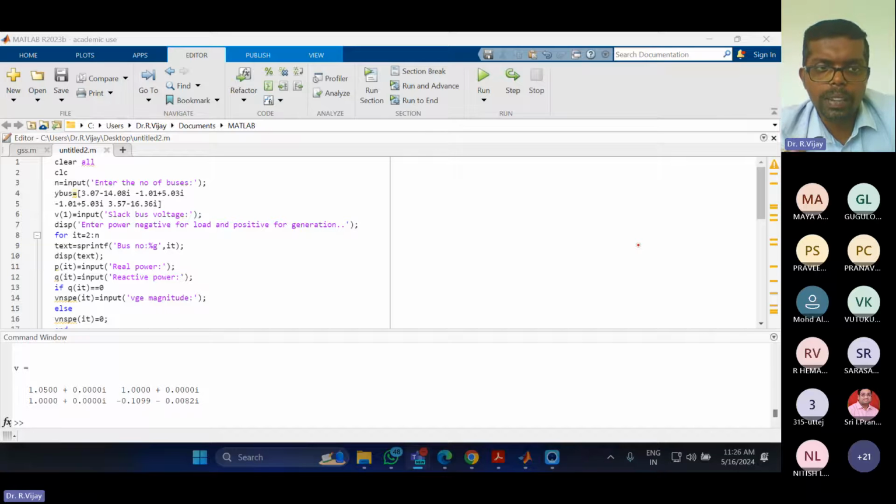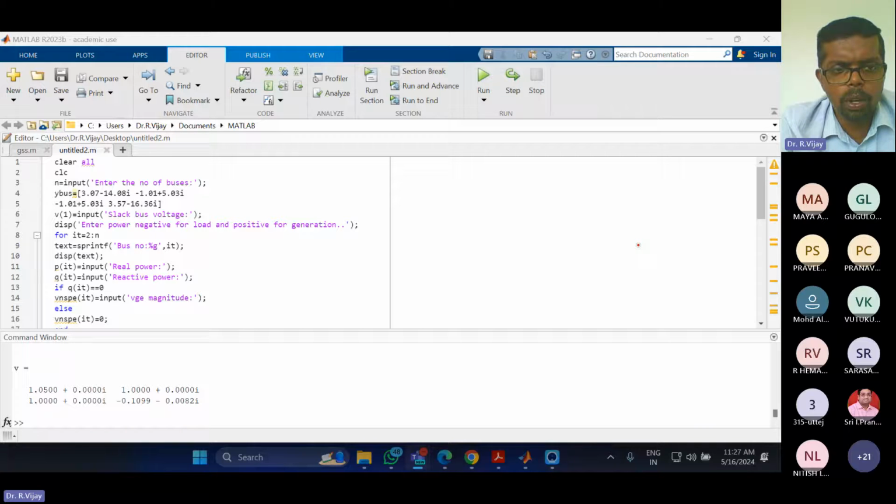That's why we are going for this kind of Gauss Seidel method and Newton-Raphson method. There is no golden rule that you need to follow only the Gauss Seidel method or Newton-Raphson method. This is a successful algorithm, invented by Gauss and Seidel, so they named it the Gauss Seidel method. The majority of us are following it.